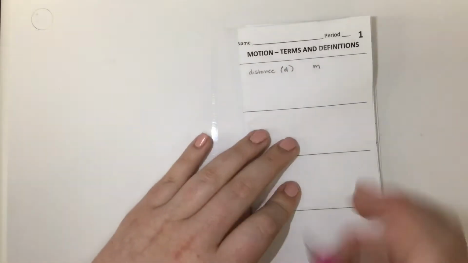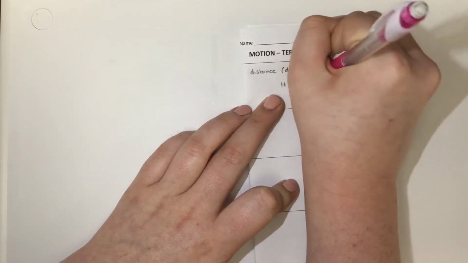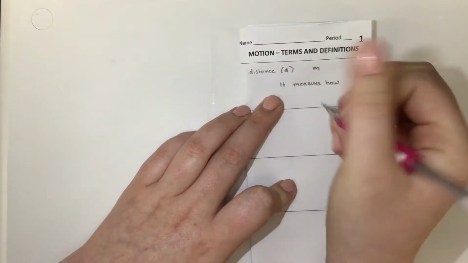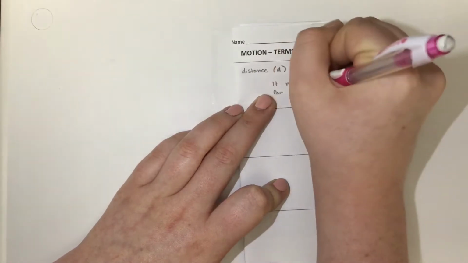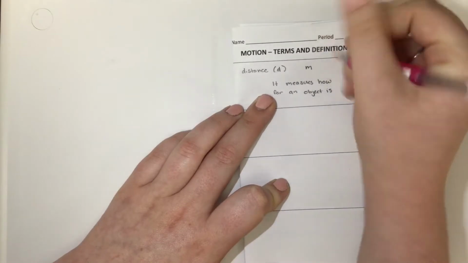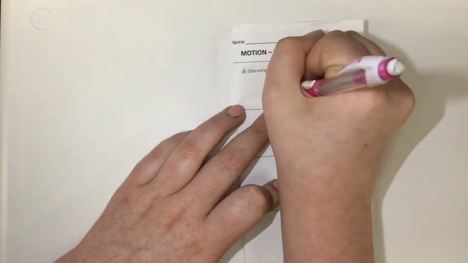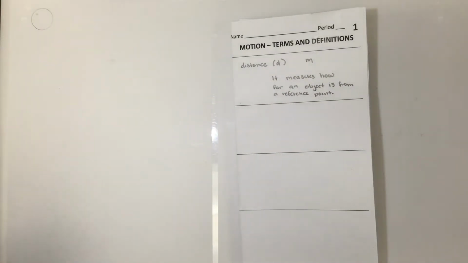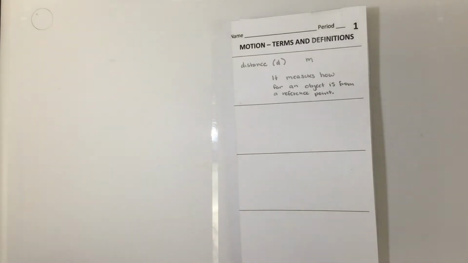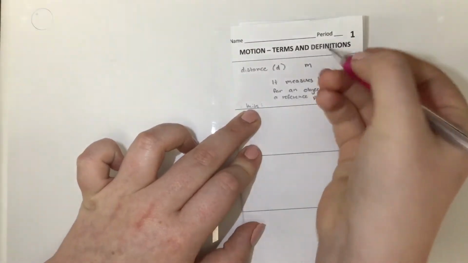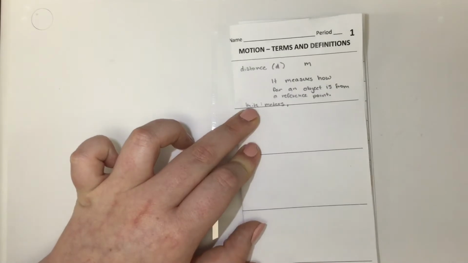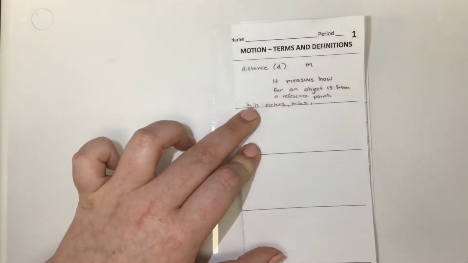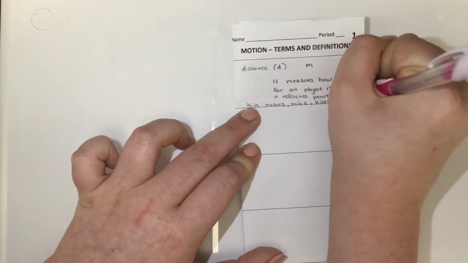All right, so the definition of distance is it measures how far an object is from a reference point. So one example of this is the distance from one side of your desk to the other. Some units that can be used, as I previously mentioned, are meters. And then we could use miles, which is not a part of the metric system, or kilometers. Maybe describe longer distances, like distances on the highway or the height of a building.